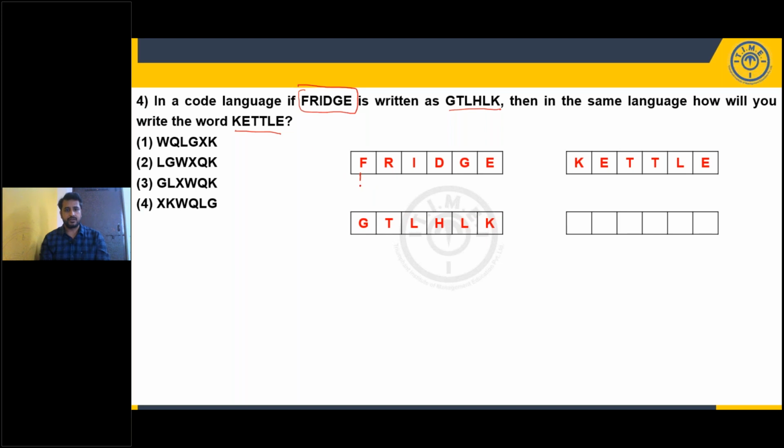Let's check first to first. FG. F place value is 6, G place value is 7, so plus 1. K place value is 11. Immediately check the given question.